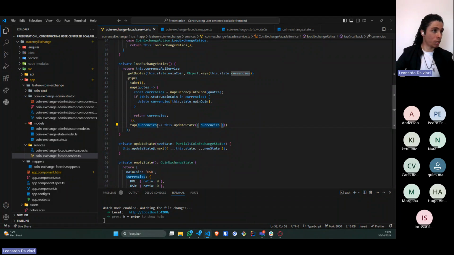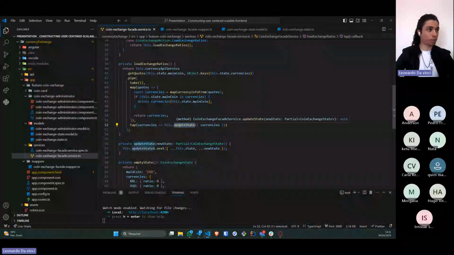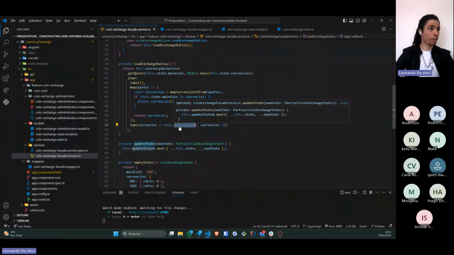I could have done this inside the mapper, but try to separate stuff. Again, try to tell the story. If it's a mapper, it's transforming one thing into the other, not making side effects. But in here, you are making side effects, right? And then basically updating the state, the actual state of the facade.